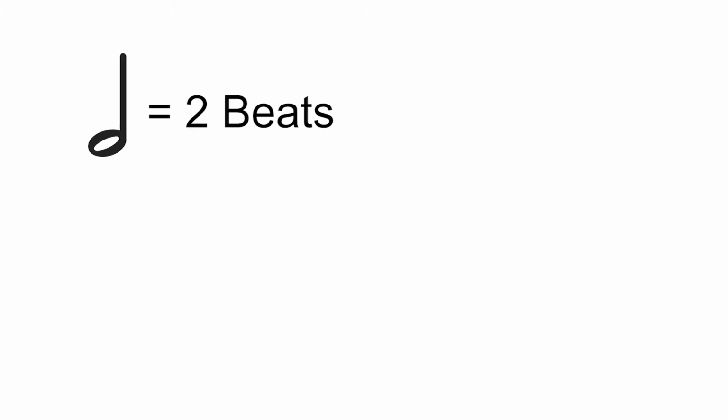So here is a half note. It is worth 2 beats, right? So now we have a dotted half note. The dot is worth half of the note value. So half of 2 beats is 1 beat. That means this dot is worth 1 beat. So when we have a dotted half note, do you know how much it's worth now? A dotted half note is worth 3 beats.